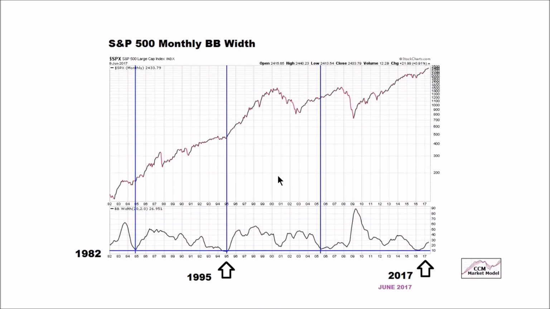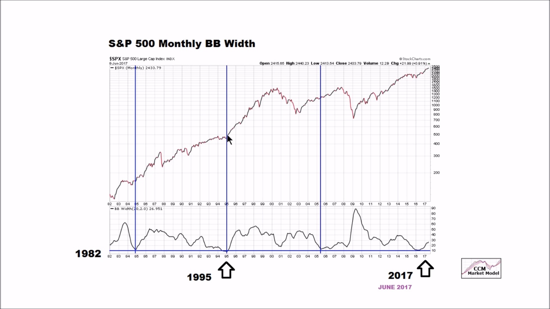On March 1st, 2017, we published a monthly Bollinger Bandwidth analysis. Bollinger Bandwidth helps us with the sleepiness factor in the market. When the width gets very, very low, you have a sleepy and trendless market, and often big moves follow sleepy and trendless markets.